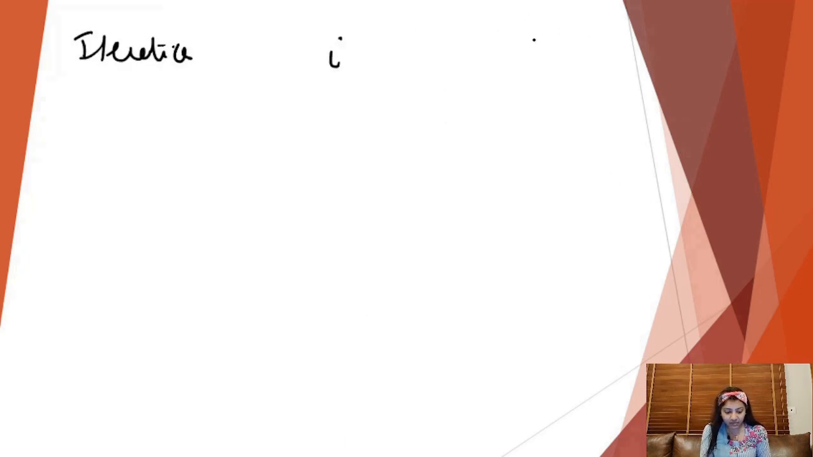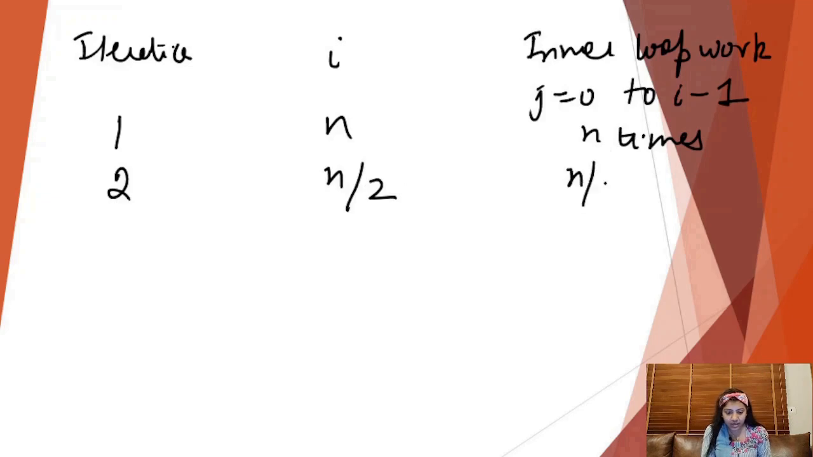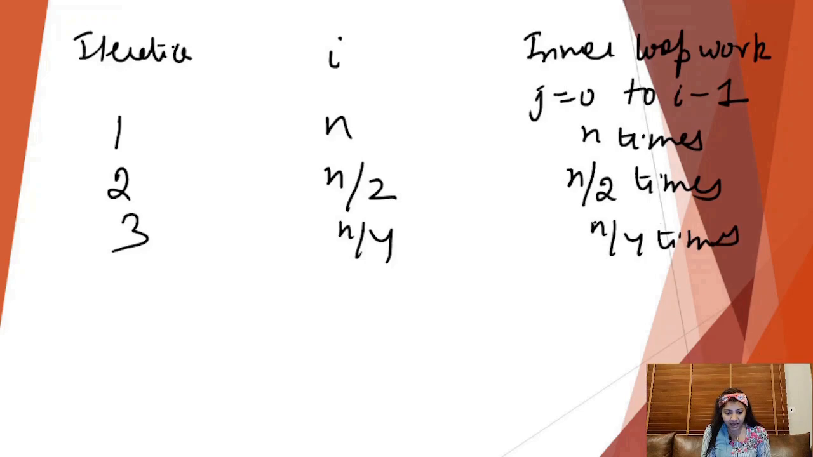This is our value of i and this is our inner loop work that starts from j equals to 0 to i minus 1. Now for iteration 1, when we take the value of i as n, the inner loop executed n times, right? We take the value of n as 8, it executed 8 times. For the second iteration, the value of i became n by 2. The inner loop also executed n by 2 times. For the third iteration, it executed n by 4 times. For the fourth iteration, it executed n by 8 times.